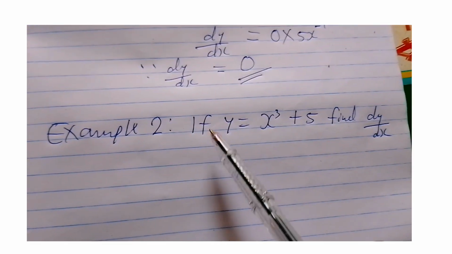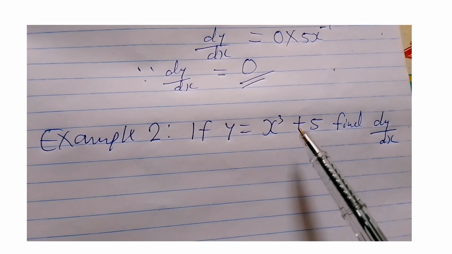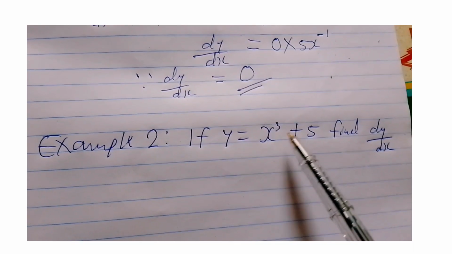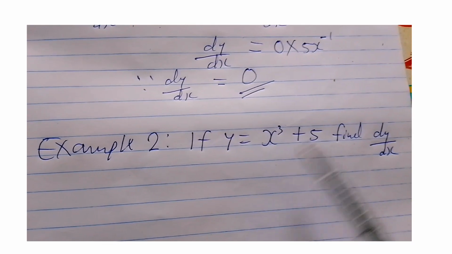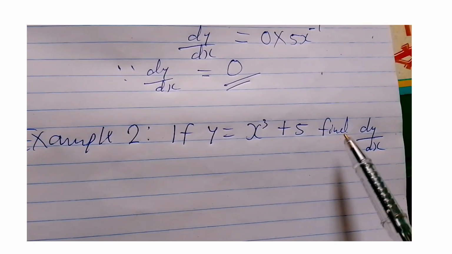You know that we differentiated this guy before. I said if y equals x to the power of 3, plus 5. Now I'm combining these two functions together. If y equals x to the power of 3 plus 5, find dy over dx. Now let's find them one after the other. We're differentiating them one after the other. Solution.